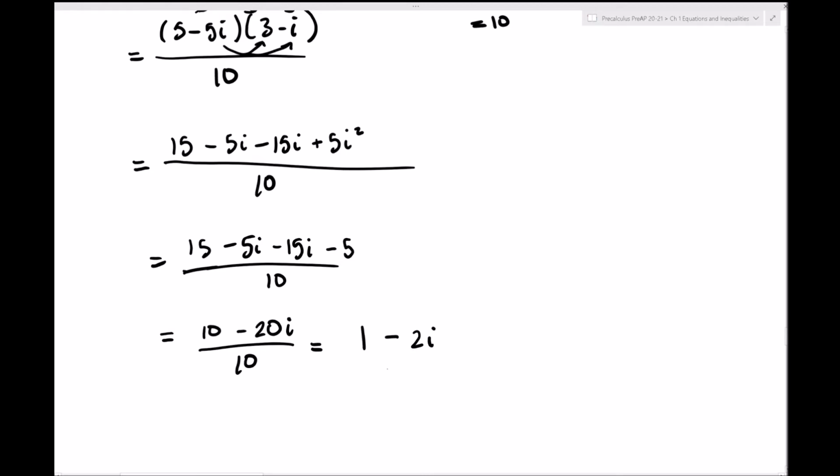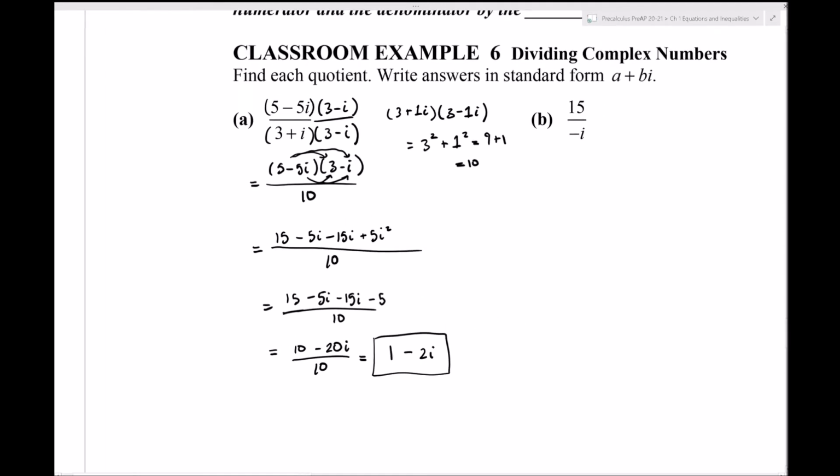And that's going to be it for this particular example. That's already written in standard form, a plus bi. In this case, it's a minus because the coefficient on the i term is going to be negative. Let me zoom out of that because that's quite a bit of work.